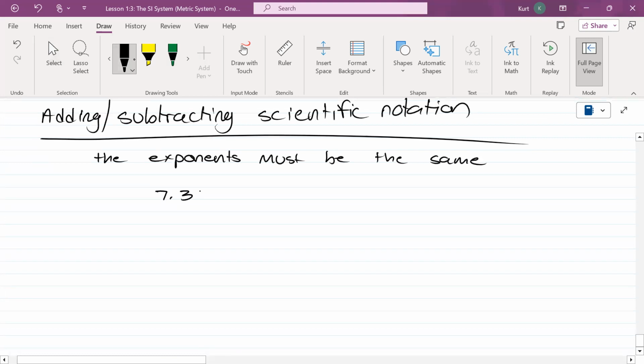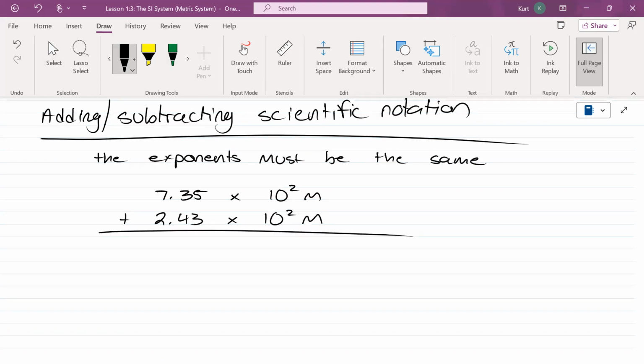So if I have 7.35 times 10 to the second meters plus 2.43 times 10 to the second meters, you first have to ask yourself, fourth period, are the exponents the same? Are they? Yes. So bring that down. Your answer will be 10 to the second, and then just add the coefficient. These numbers here are called coefficients. And this is where I'm serious. You got second grade math now. 5 plus 3 is 8. 3 plus 4 is 7. 7 plus 2 is 9. 9.78 times 10 to the second.